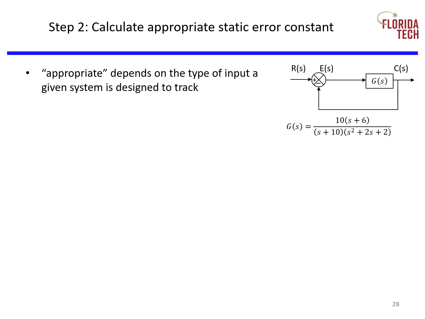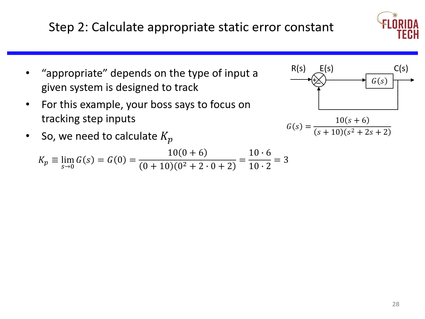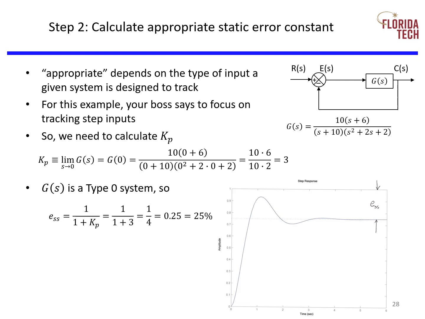For step 2, we have to apply some judgment to figure out what appropriate means. So let's say your boss says, focus on tracking step inputs. That means we'll need to calculate Kp. For this example, we run the equation and we'll see that Kp becomes 3. This results in a steady state error of 0.25 or 25%, and that's actually quite large.